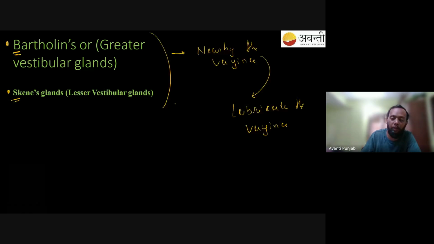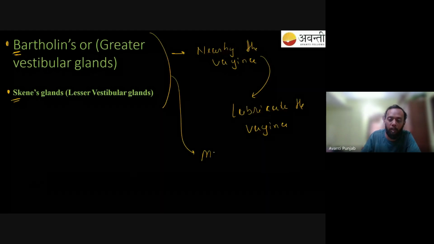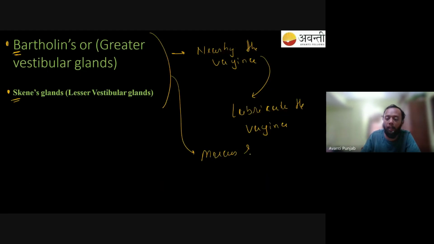Because of the mucus secretion, they will secrete the mucus. Now, generally, if you get a question like, which of these glands are located nearby the vagina or nearby the external genitalia, then your answer is going to be Bartholin gland or Skene's gland. These are the two glands you can find nearby the vagina, and they have a role of lubricating the vagina, and they are known to secrete the mucus.